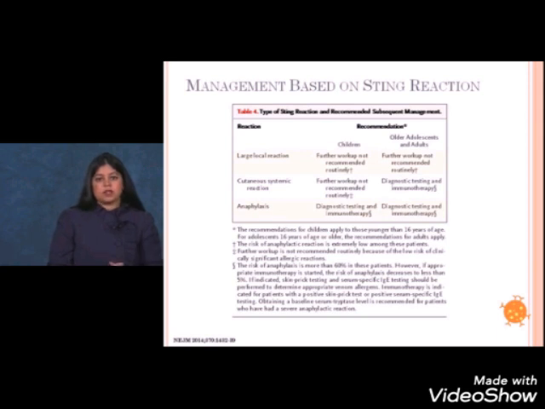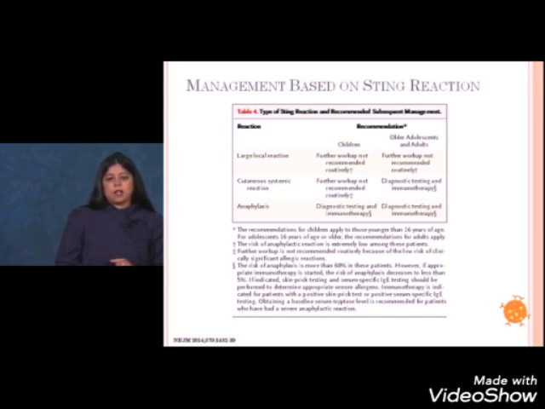So how do we manage based on sting reaction? This is very important. This was a paper that was recently published in the New England Journal of Medicine in 2014. And they looked at the different types of sting reactions: large local reactions, cutaneous systemic reactions, so hives, and full-blown anaphylaxis. And they broke it down into 2 groups: children, less than 16 years of age, and older adolescents and adults. And so you can see here that if you have a large local reaction with a sting, there's no further workup that's recommended for either children or adults.